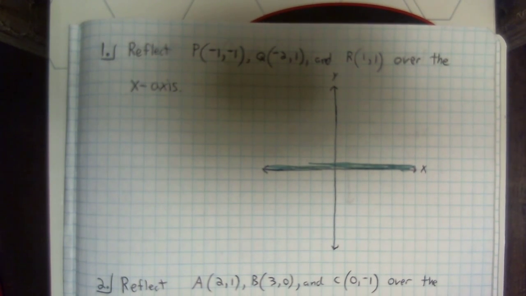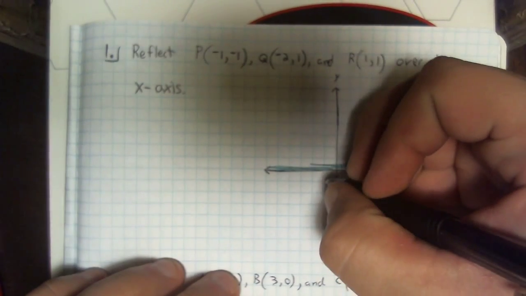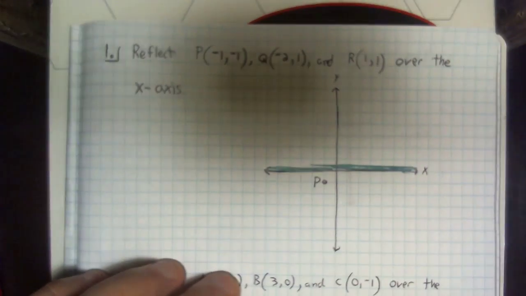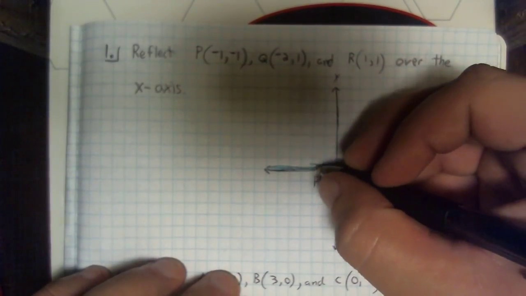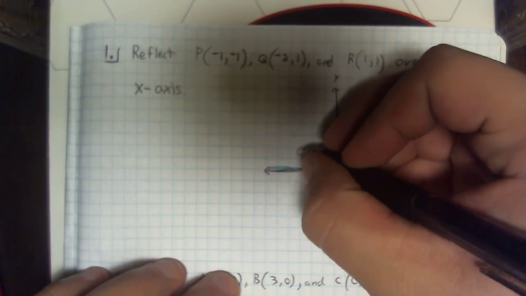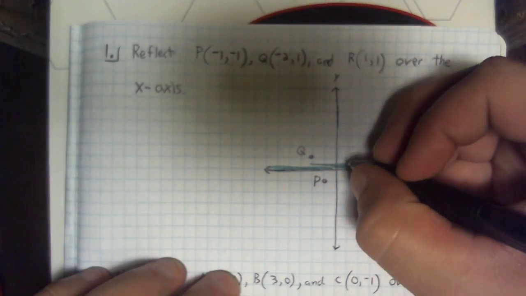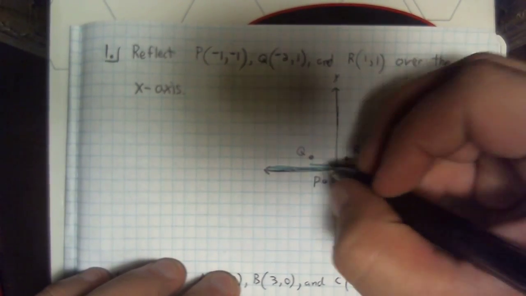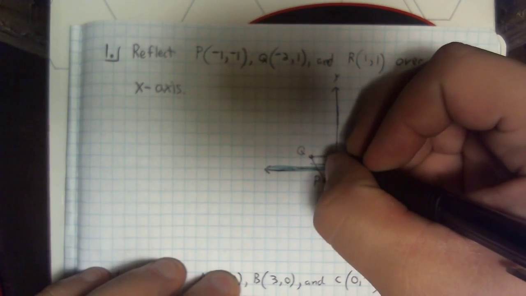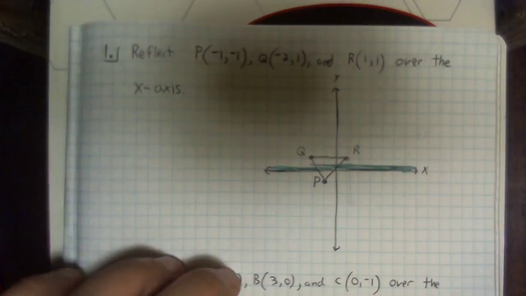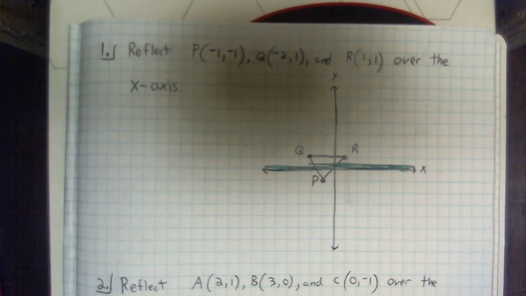Next thing I'm going to do is plot the original points, my pre-image points. So (-1, -1) for P is right here. (-2, 1) is right here for Q. And (1, 1) for R is right here. I will connect all these. It should make a little triangle. Okay, and the directions tell us to reflect over the x-axis.